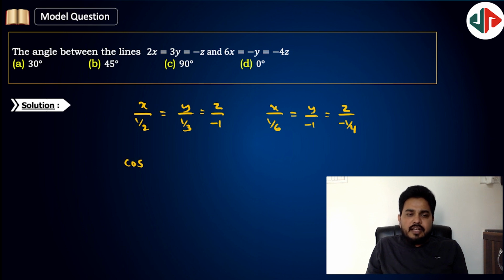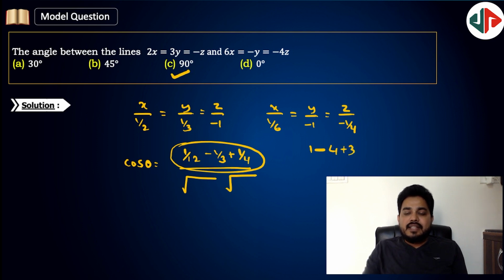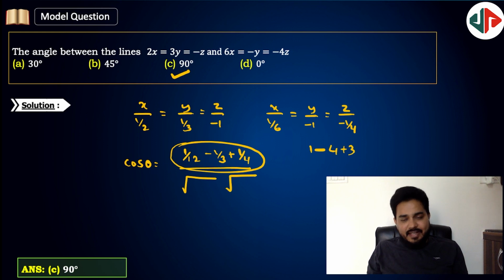So cos theta is a1 a2 ... 1 by 12 minus 1 by 3 plus 1 by 4, by root over this and root. Why I'm not writing it is, you look at here, this value is going to be 0. Why? So 1 minus 4 plus 3, LCM goes to 0. The answer is going to be 90 degrees.